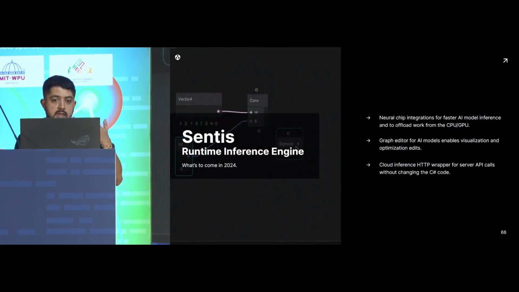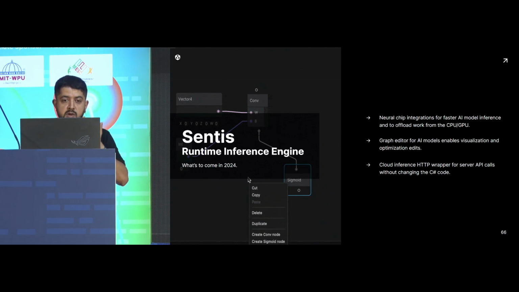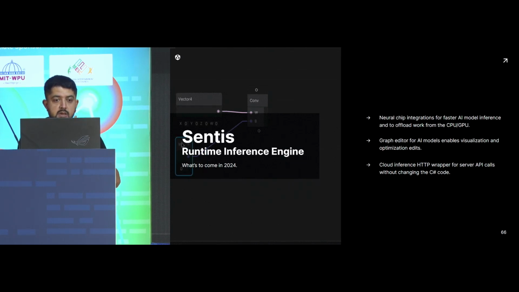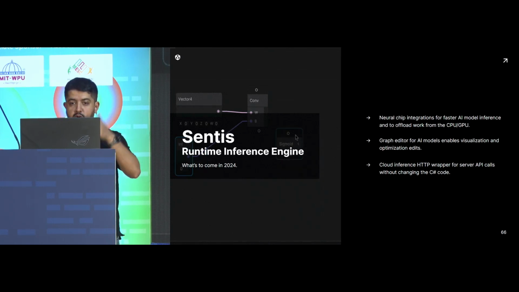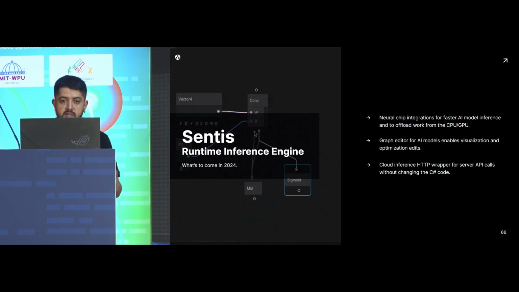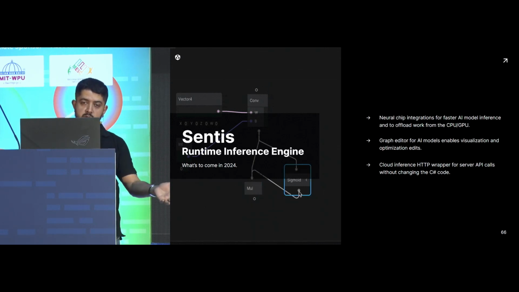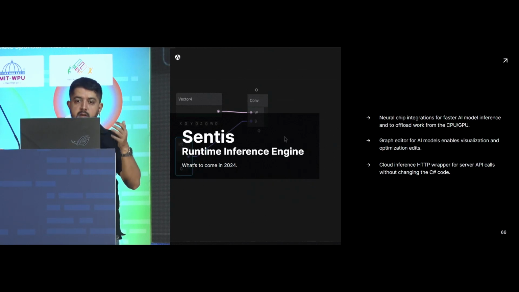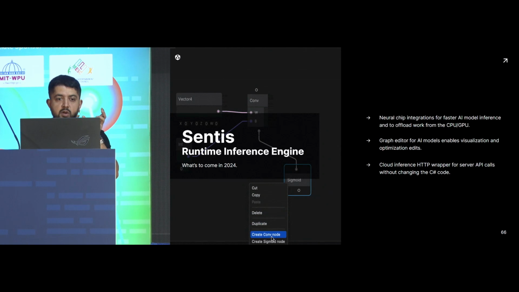So there is a lot of improvement coming to Sentis still. We are focusing this year on leveraging neural processing units on upcoming hardware to speed up the model inference and offloading work from the CPU to the GPU. And we want to make it easier to interpret your AI model in code by adding also a graph editor.